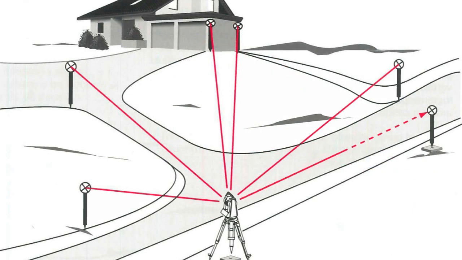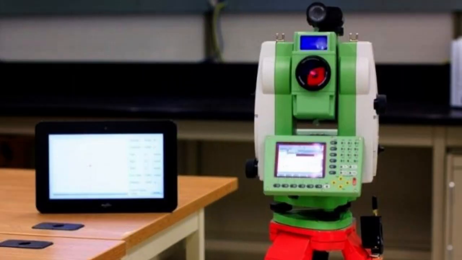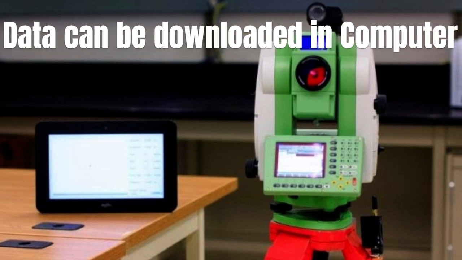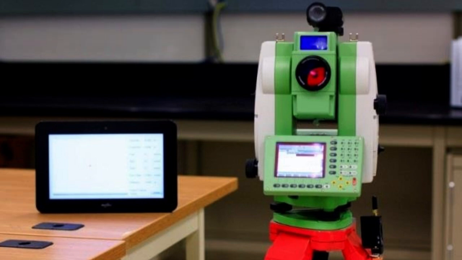This microprocessor unit enables for computation of data collected to further calculate the horizontal distance, coordinates of a point and reduced level of point. Data collected from total station can be downloaded into computer laptops for further processing of information.